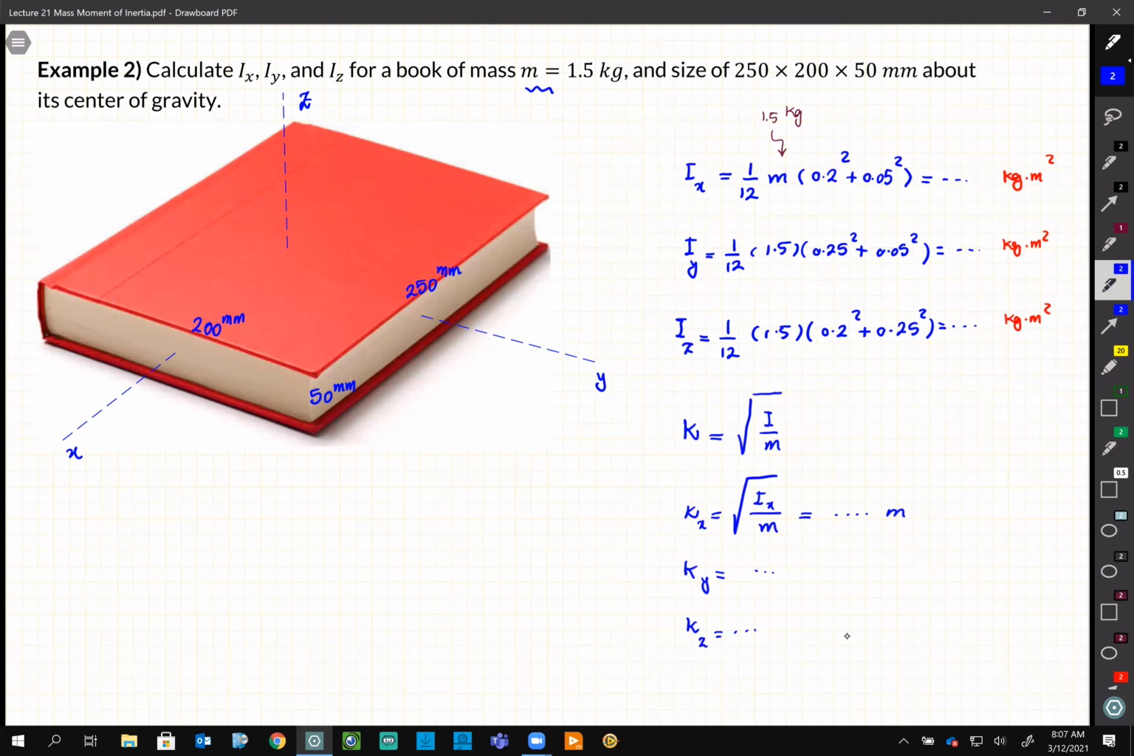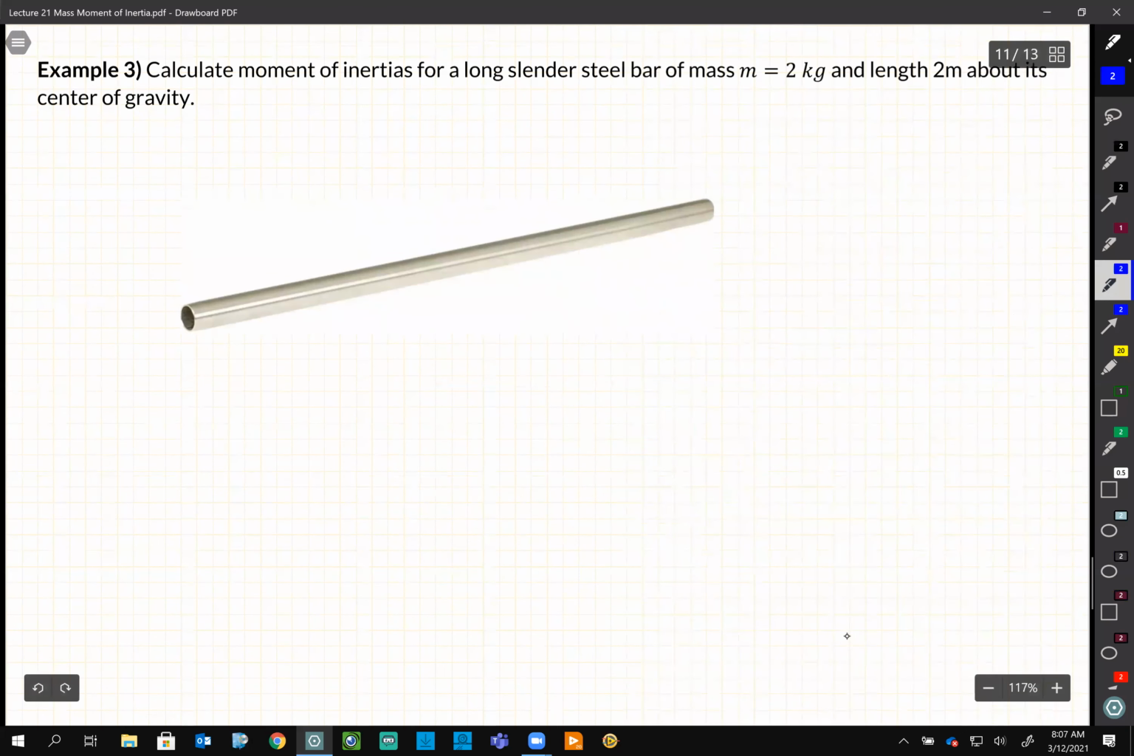If you want to take notes, please do. And if you have questions, please ask. Otherwise, let's go to the next example. I'm going to wait here for 10 seconds to see if you have any question. Okay, I assume you guys are good. Then let's solve this one.